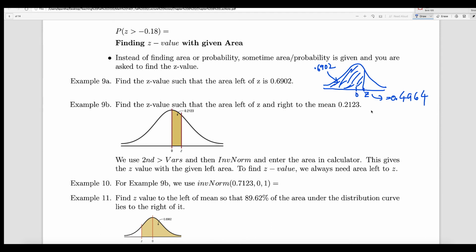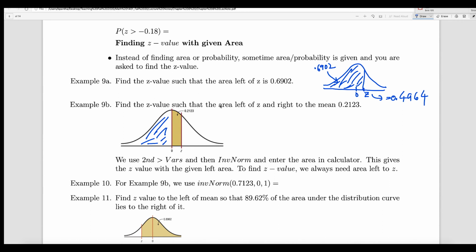Okay, but if you are using TI-84 Plus CE, it is even easier. You do the same thing, second, vars and inverse norm. You go there, and then you enter the area and then you pick the left. For this one, it is not the middle actually. You need to find all the left area here, because that piece is not in the middle. So this left area is 0.5 and this shaded area here is 0.2123. So you need to add both to find G.